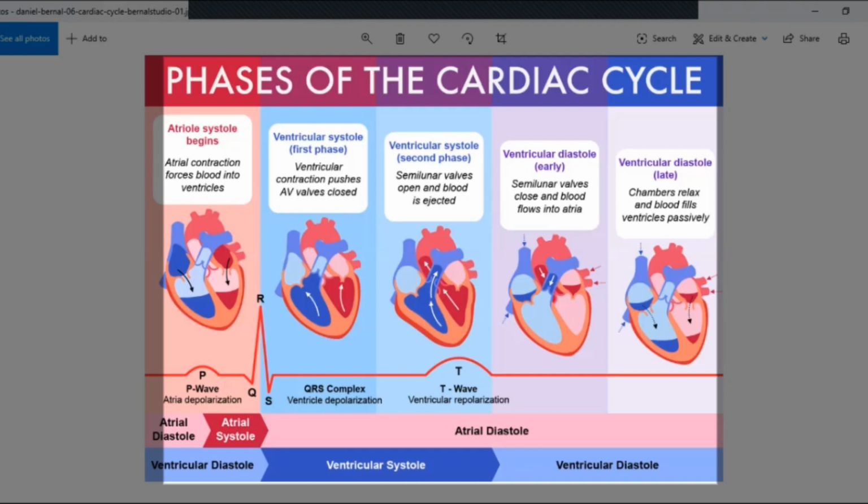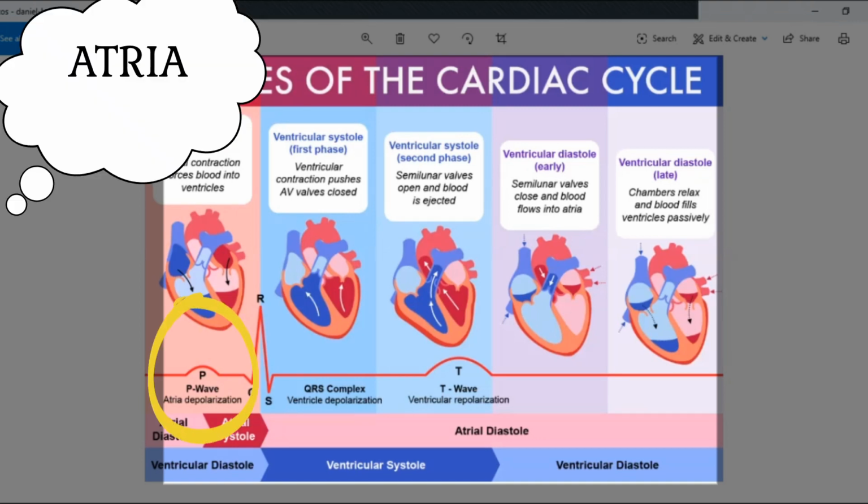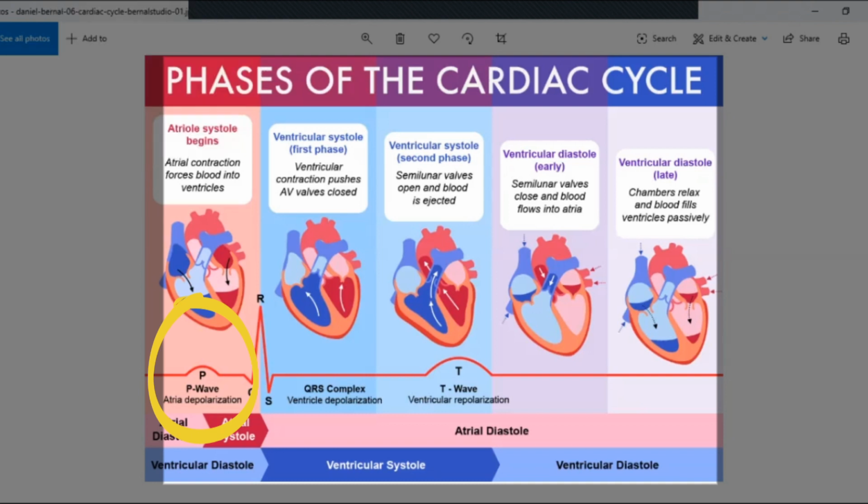We're going to look at atrial systole and diastole. Here we have the wonderful P wave. This is the boss. She just starts it all. Mrs. P wave over here reflects atrial depolarization, which then initiates atrial systole.